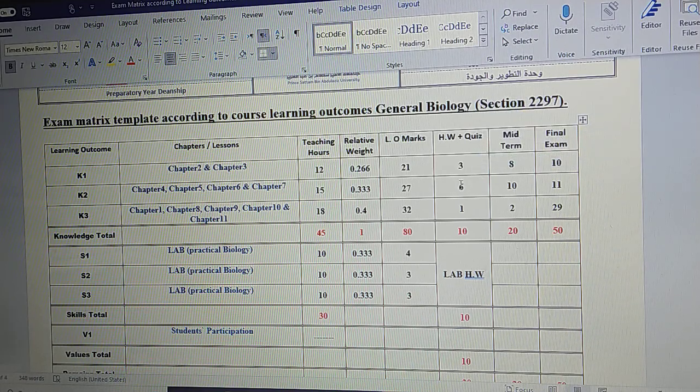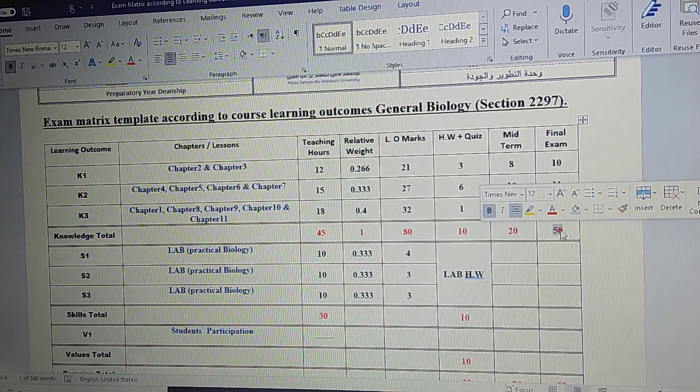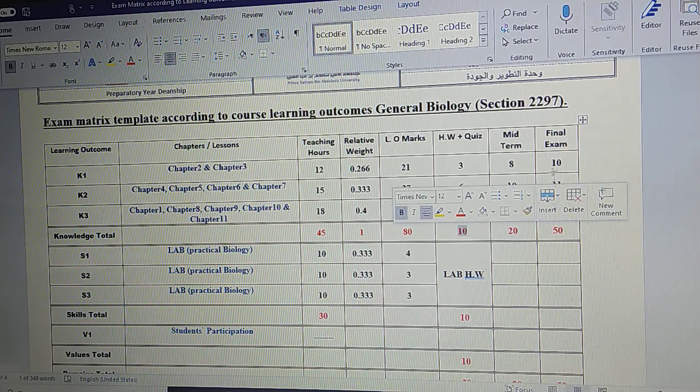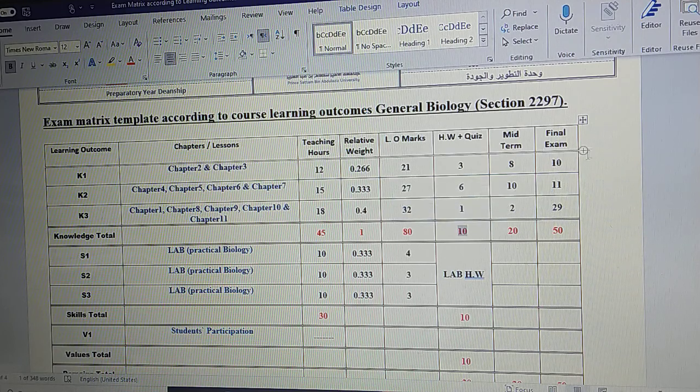How am I going to divide the learning outcome marks? It depends on the marks bulk of each assessment method. Like the final exam, its bulk mark is about 50. Midterm, it is 20, for example. Homework and the quiz, it is 10. So it is logical that for the final exam, I will put a higher mark. The midterm will be less than the final exam, and homework and the quiz will be less than the midterm.